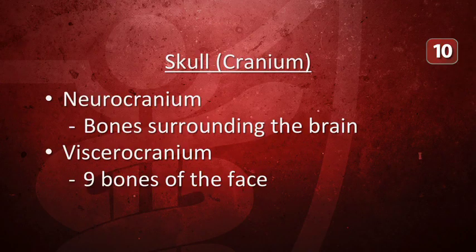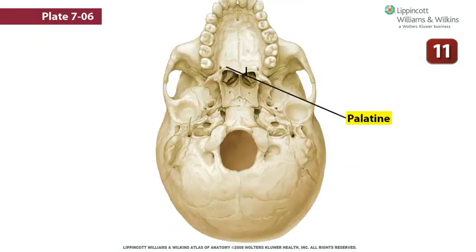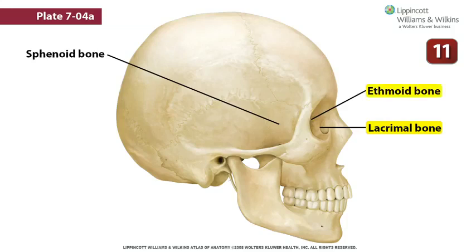You'll recall that the skull, or cranium, may be divided into a neurocranium, composed of the bones surrounding the brain, and a viscerocranium, which are the 9 bones of the face. These bones are the mandible, the maxilla, the vomer, the zygomatic bones, the temporal bones, the palatine bone, the lacrimal bones, the ethmoid bones, and the sphenoid bone.